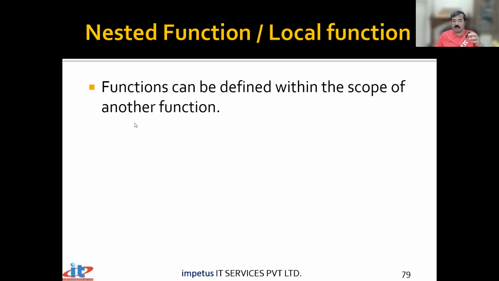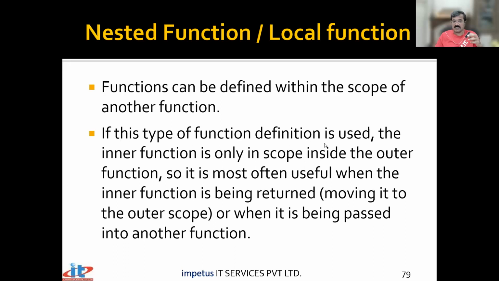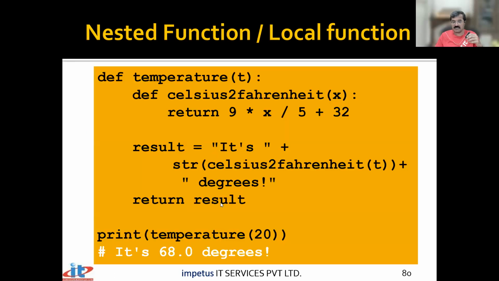Functions can be defined within the scope of another function. If this type of function definition is used, the inner function is only in scope inside the outer function. It is most useful when the inner function is being returned, moving it to the outer scope, or when being passed to another function. This part we are not discussing right now. We're just discussing the nested function.